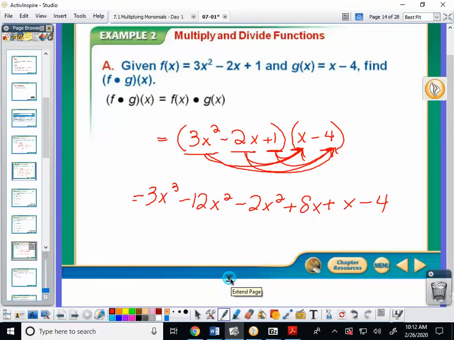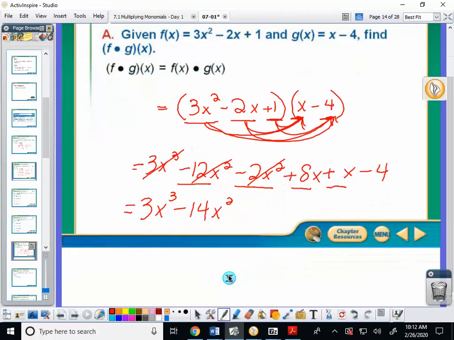Now we'll add any like terms. I don't see any other x cubes, so I'll bring down that 3x cubed. I've got x squareds there, so negative 12x squared minus 2x squared is negative 14x squared. 8x plus x is 9x. And then minus 4.